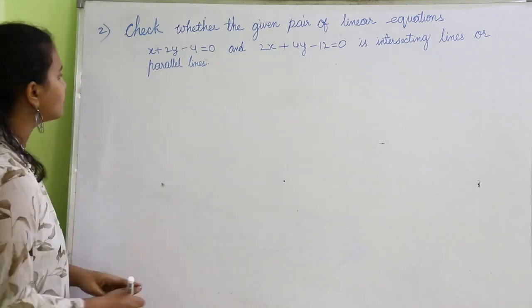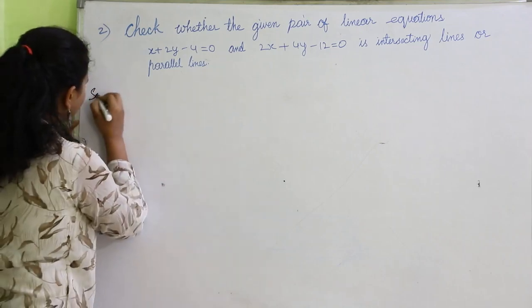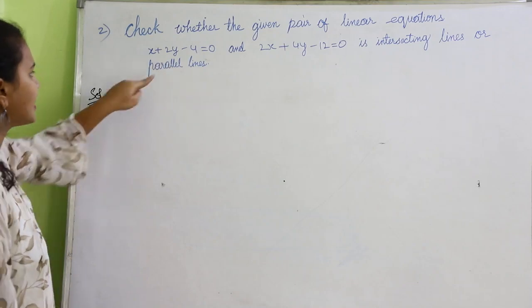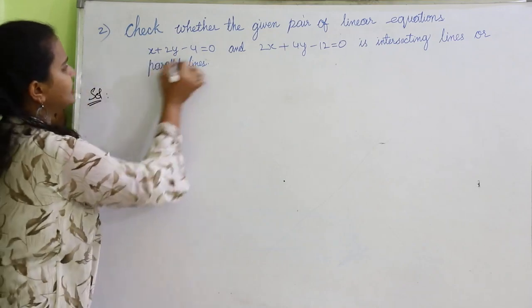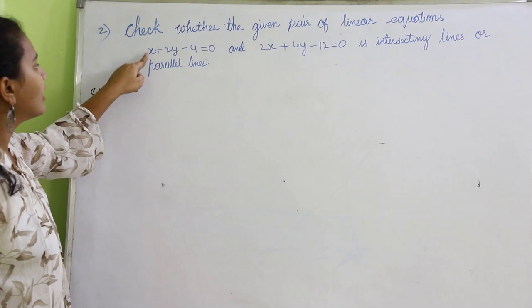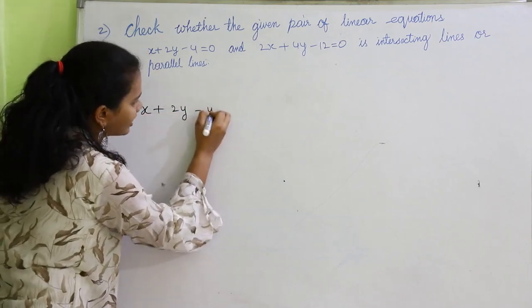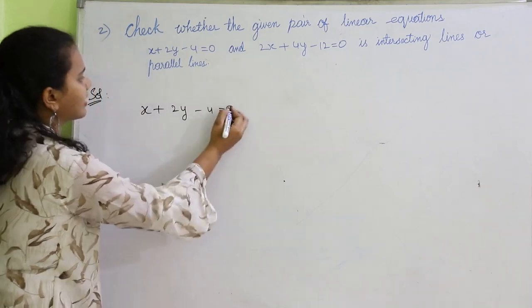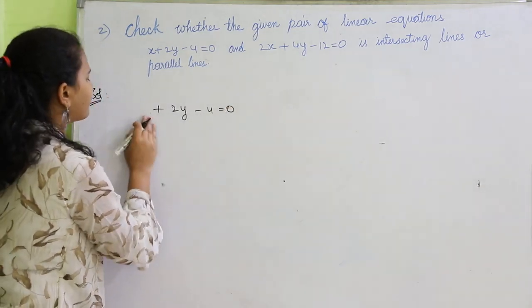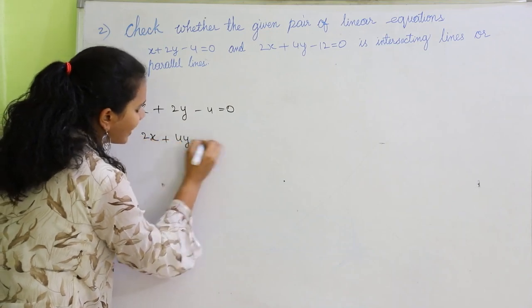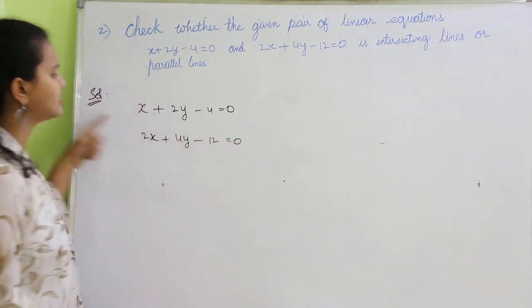Now to find this, let us write down the given pair of linear equations. This will be the first equation and this will be the second one. The first is x plus 2y minus 4 equals 0, and the second is 2x plus 4y minus 12 equals 0.